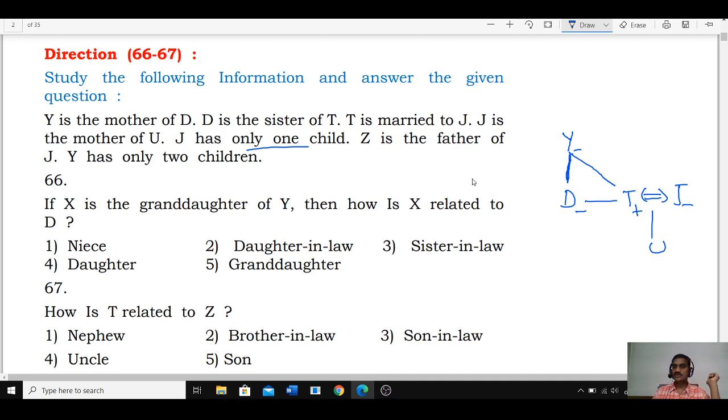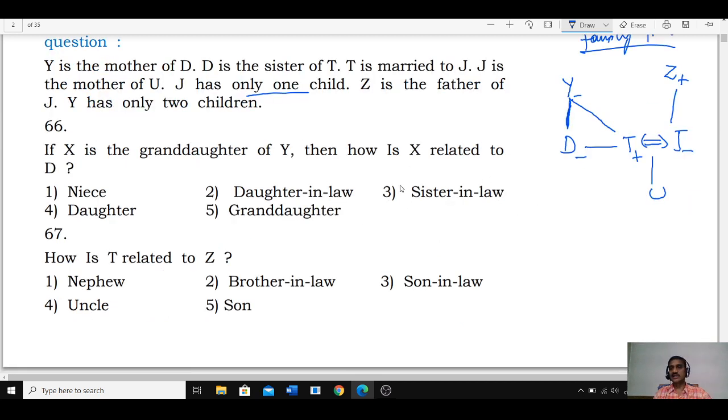Z is the father of J. Now this Z is the father of this J. Y has only two children, D and T. Now this is the final arrangement we have, and this is what we call a family tree for the given information. Then coming to question number 66.